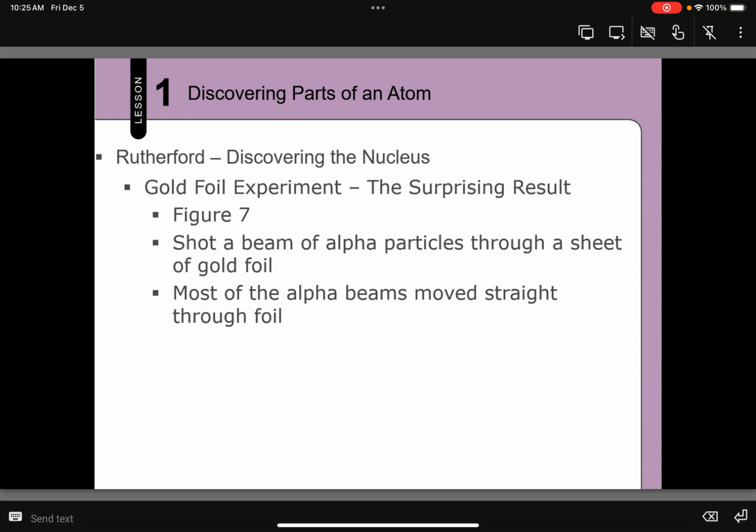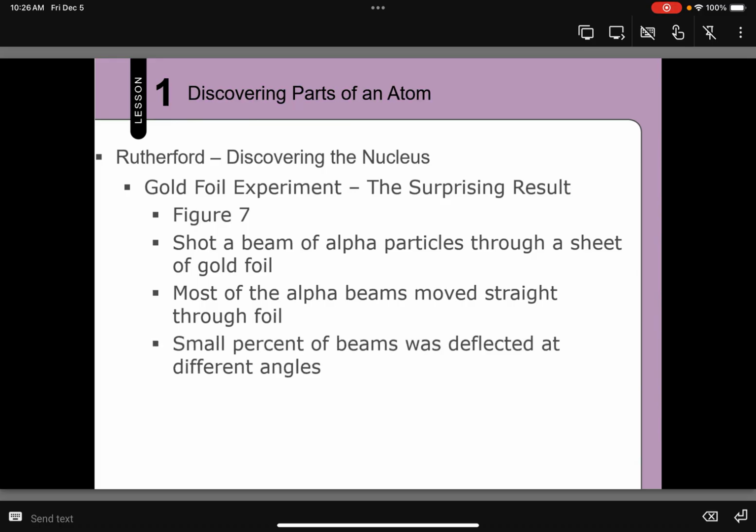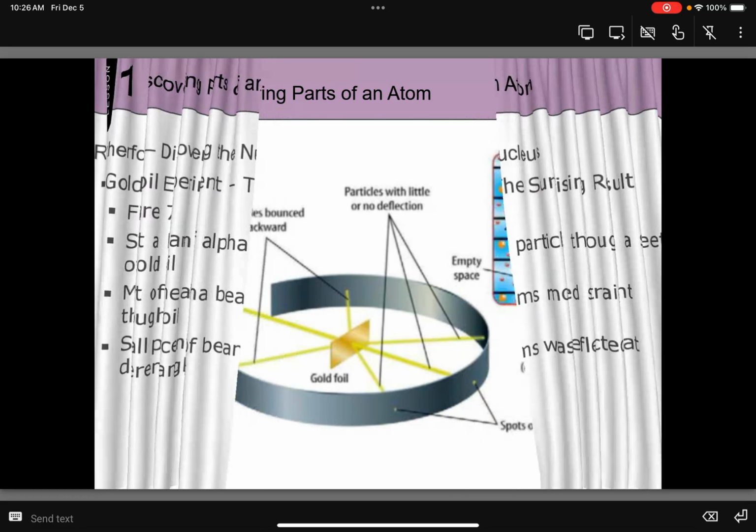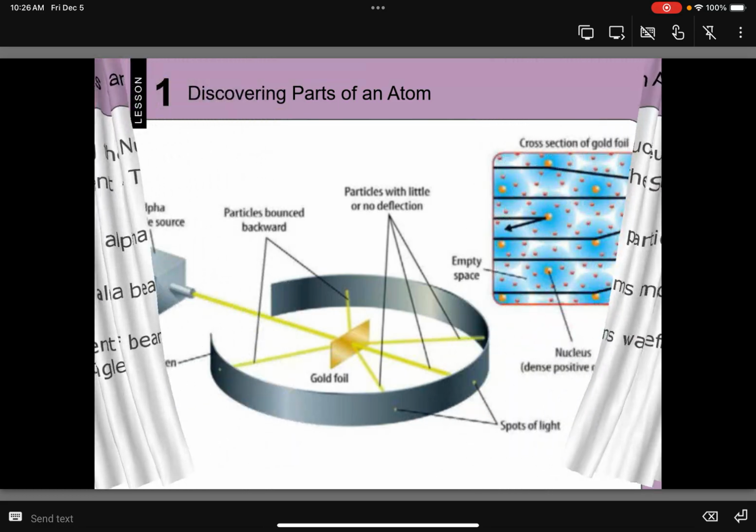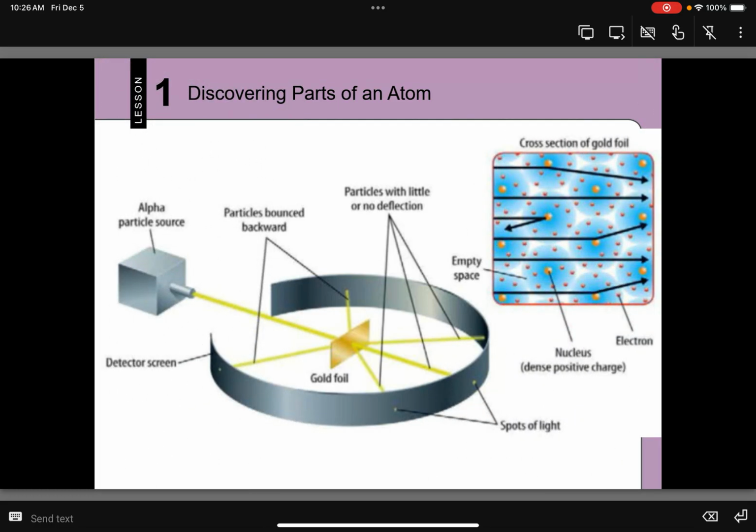What they actually found, okay, page 319 has what actually happened: surprising results. What they predicted was going to happen did not happen. Most of the alpha beam particles did move straight through the foil. So for the most part, it did do what they thought it was going to do. But some of those particles were deflected off at different angles, and you can see that in figure 7. So they shot it here, and most of them went through, but some bounced off at really weird angles.